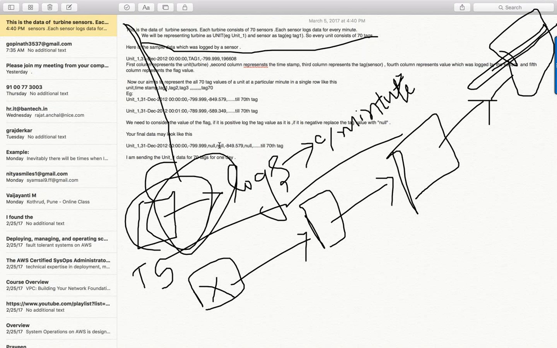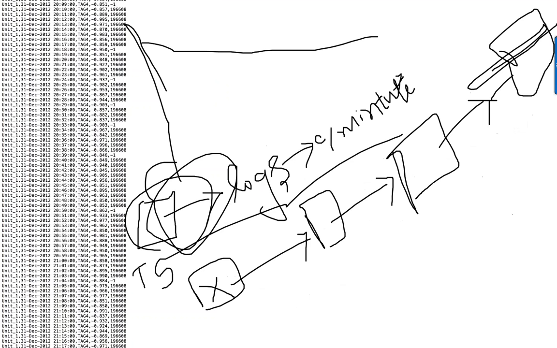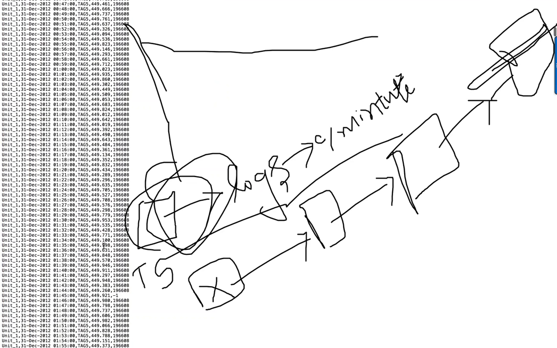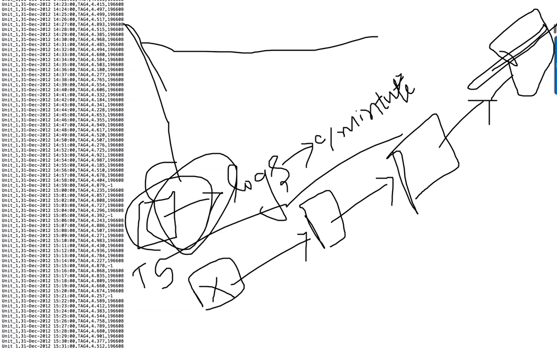But in the log file there are not 70 tags. The data which you have shown me just now contains just five tags. Yeah, 70 tags in the sense, man, 70 tags is nothing but the number. See, this is unit one. Okay, it's unit one.